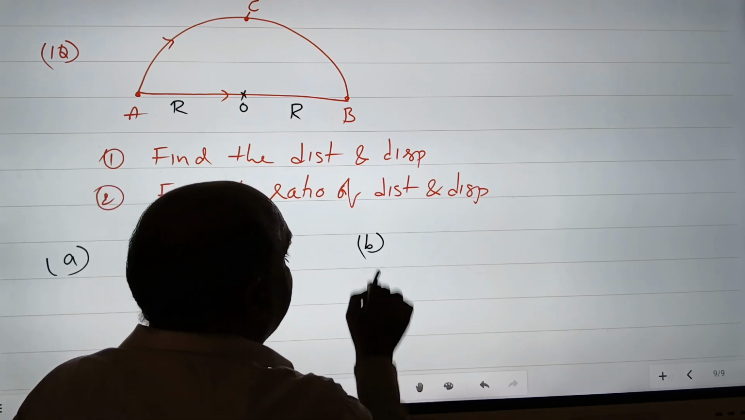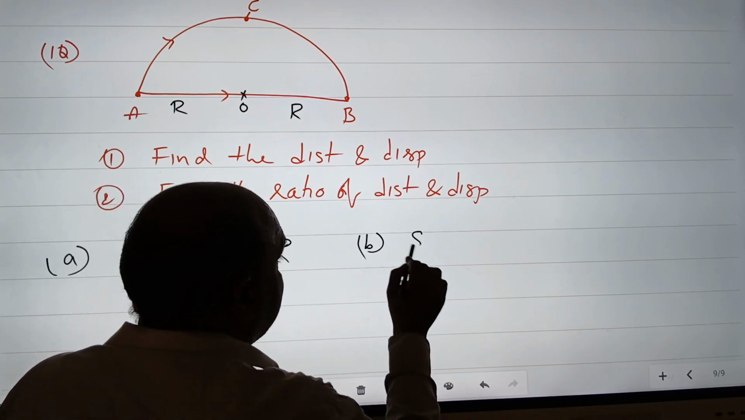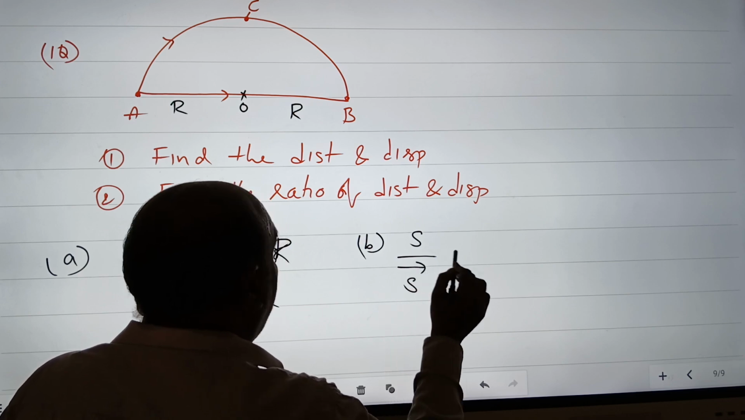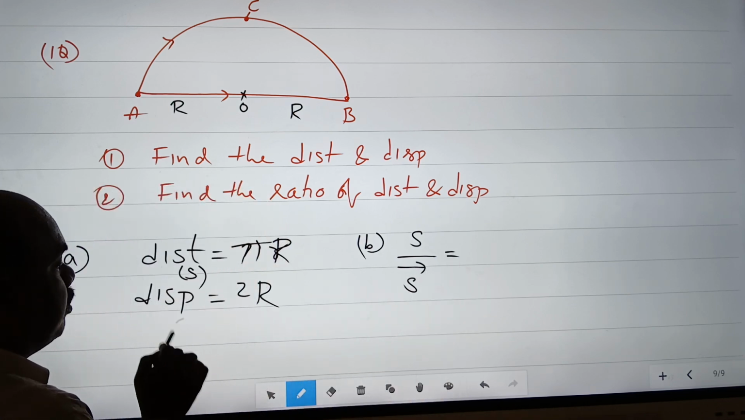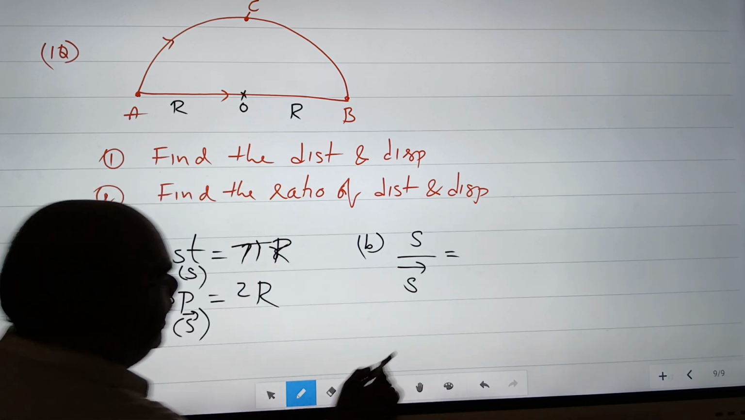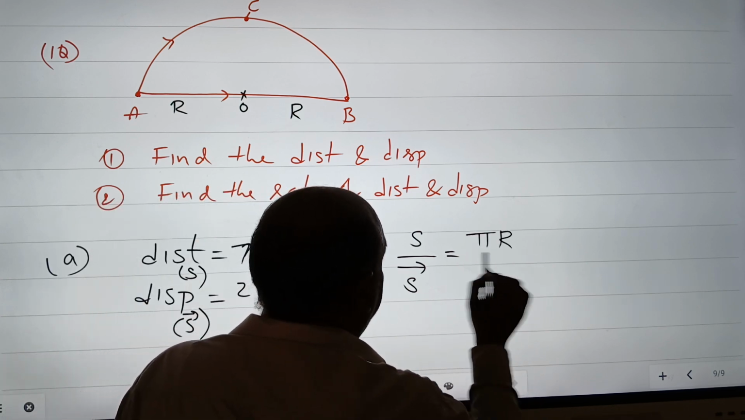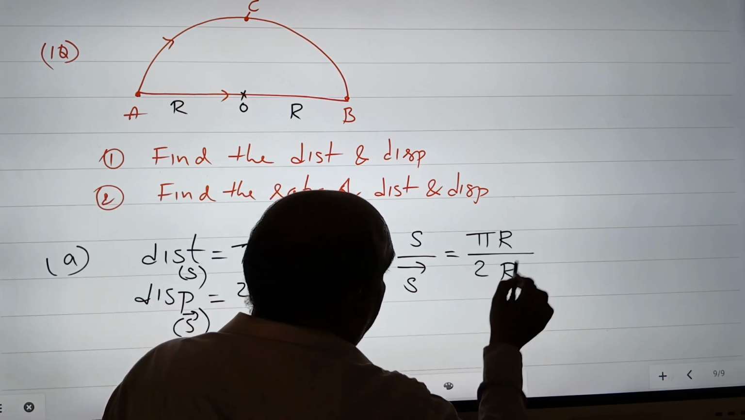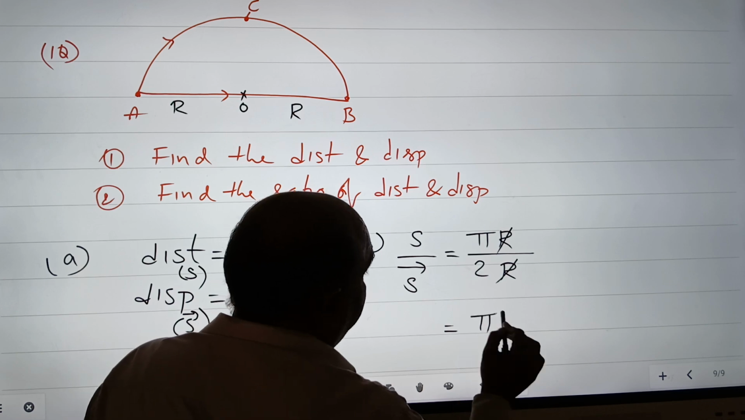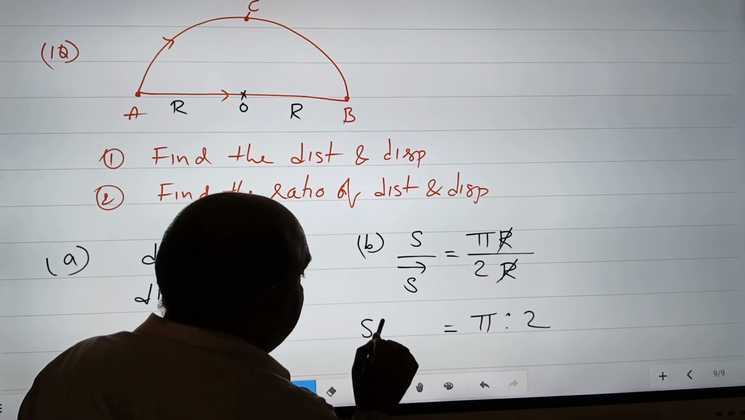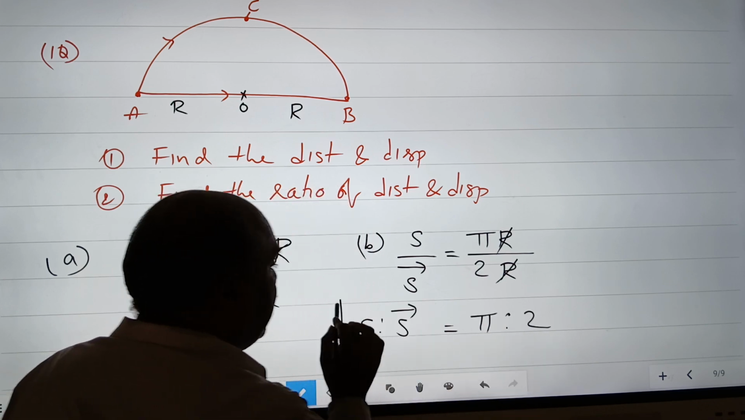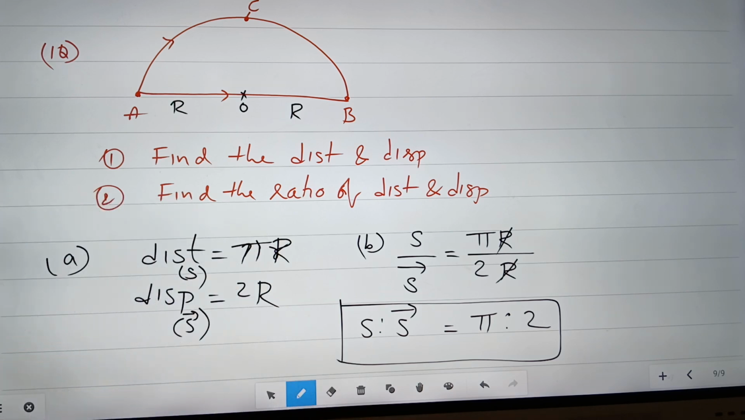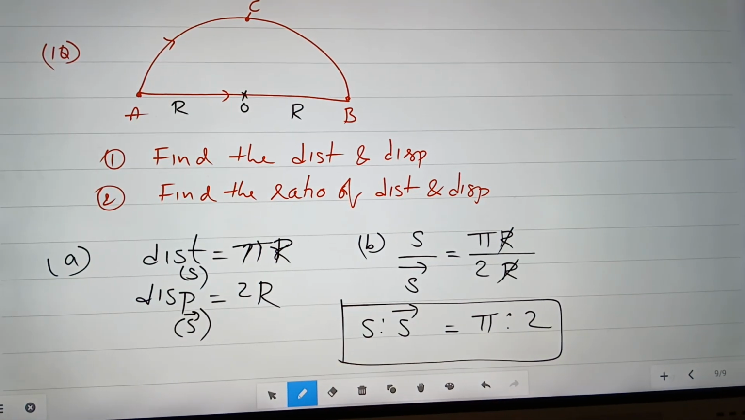Second question, find the ratio. Distance versus displacement, S by S bar. This is S, this is S bar. Now tell me S by S bar, pi r by 2r. R cancels. Now pi by 2, which is pi is to 2. Yes, distance is to displacement as pi is to 2. This is the answer for the first question. Clear? Next question, beta.